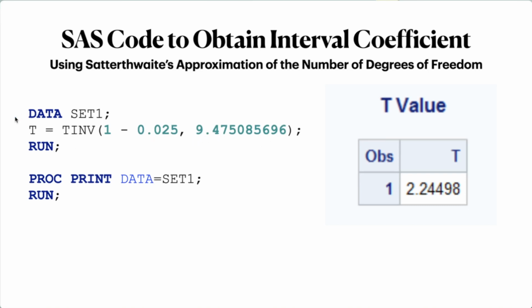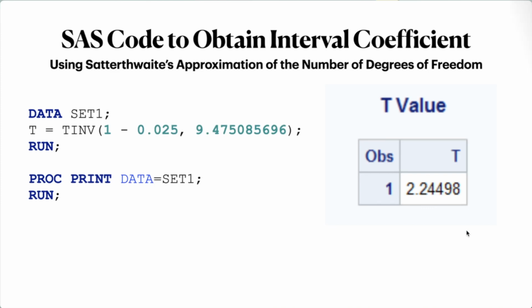You do this in the context of a data step, and then once you have that, you can use proc print to print out the contents of that data set, which contains the one observation, and the variable for that observation is the interval coefficient, the t value. By default, they are rounding this to 5 decimal places, but in the internal memory, it is represented using double precision, so it's a very, very precise number that they're using.